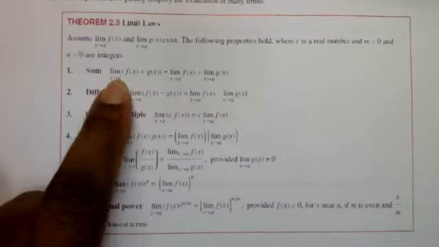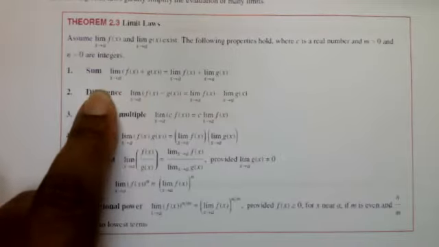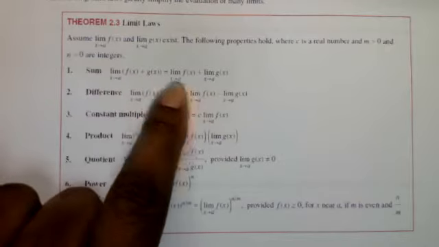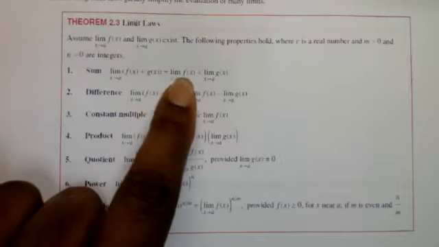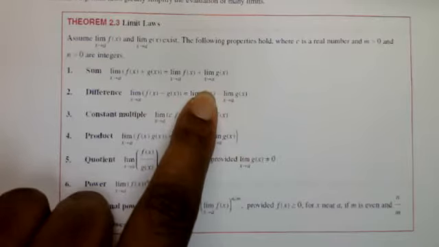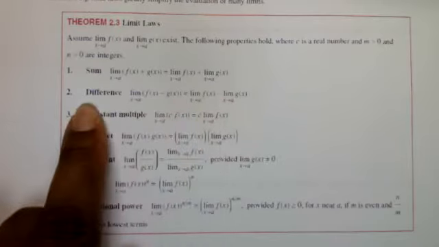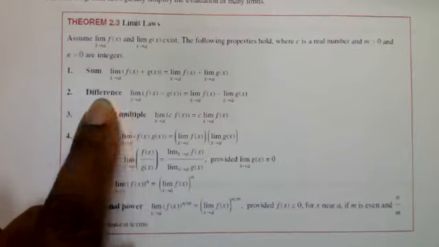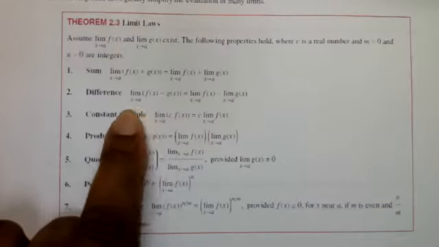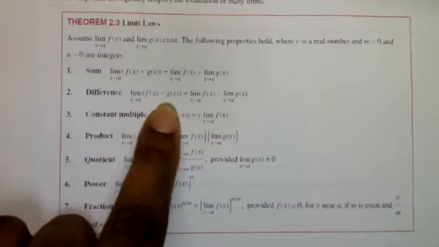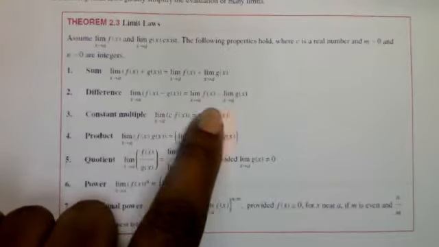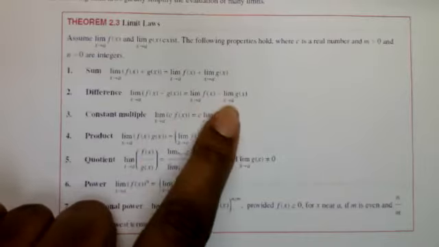So for the sum, which is number 1, if I take the limit of a sum f of x plus g of x as x approaches a, that's going to be equal to the sum of their individual limits: the limit of f of x as x approaches a plus the limit of g of x as x approaches a. And then for the difference, if I take the limit of f minus g as x approaches a, that can be written as the difference of their individual limits as x approaches a.